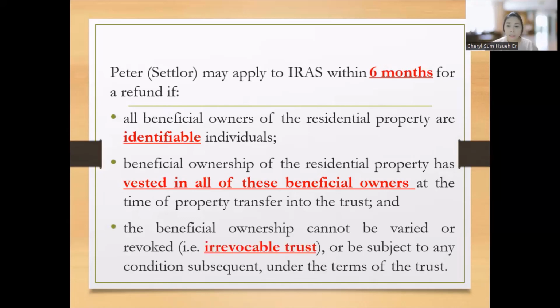Now, lastly, this must be an irrevocable trust. So the beneficiary owners cannot later on be varied or revoked. That's the general idea. It has to be vested in what we call an irrevocable trust. And just to recap a little bit, I believe you still remember what an irrevocable trust is. That means once I set that up, I cannot make any changes to it. I cannot cancel it anymore. Those are the 3 criteria that IRAS is looking for whenever a settler wants to ask for a refund. More about that, I'll give you in examples later on.